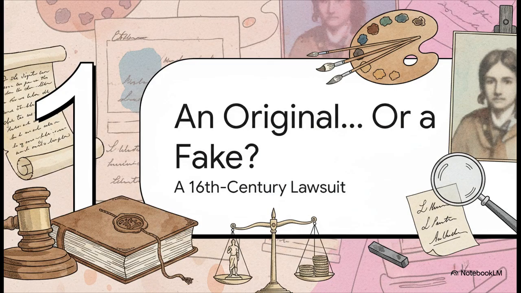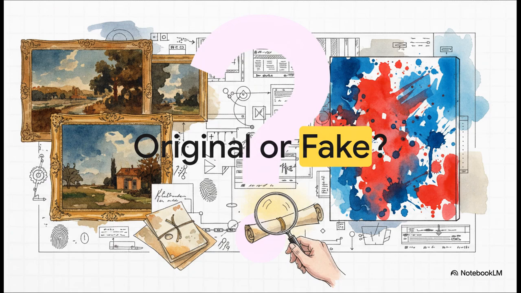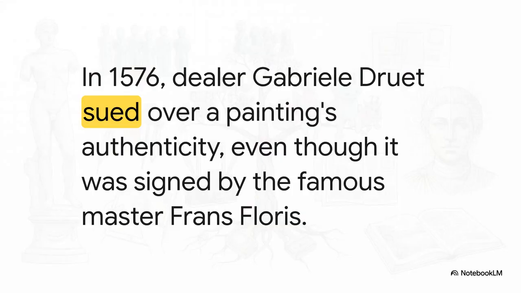Okay, so our story kicks off where a lot of fights about money and value do, in a courtroom. We're going all the way back to 1576. So put yourself in this situation. Imagine you're a big shot art dealer. You get your hands on a painting signed by an absolute superstar artist of the day, but something feels off. You get this nagging suspicion that it's not the real deal. So what do you do? Well, if your name was Gabriel Drew, you'd sue somebody. That's exactly what he did.